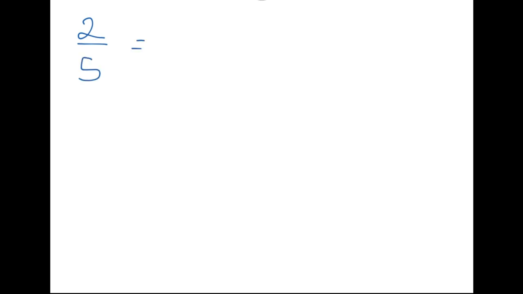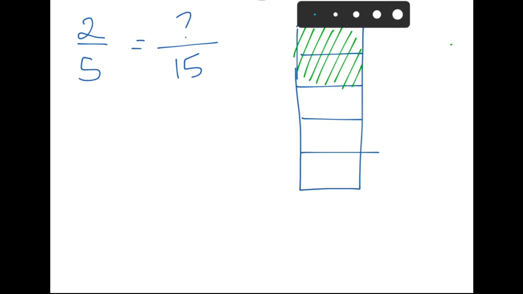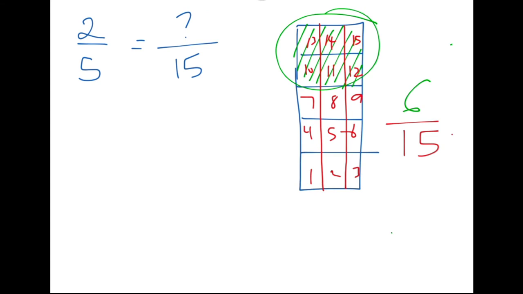Let's say I said 2/5. This fraction 2/5 is equivalent to what out of 15? Let's try to draw this and see what happens. 2/5 would look like this. Now instead of 2/5, I want something out of 15. So let's make the total this time equal to 15. Now here I have a total of 15, but out of those 15, only 6 of them are shaded. So that would be 6.